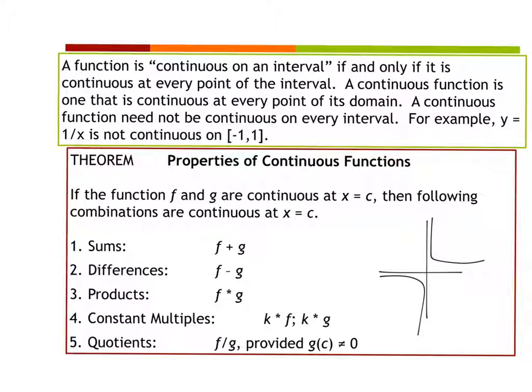Okay, so properties of continuous functions is basically that if f and g are continuous, then f plus g is going to be continuous, f minus g is going to be continuous, f times g is going to be continuous. If you multiply it by a constant, it's going to be continuous. And f over g is continuous if g of c is never equal to 0. Okay, so you get those discontinuities when the denominator is equal to 0. There are just some very simple rules.